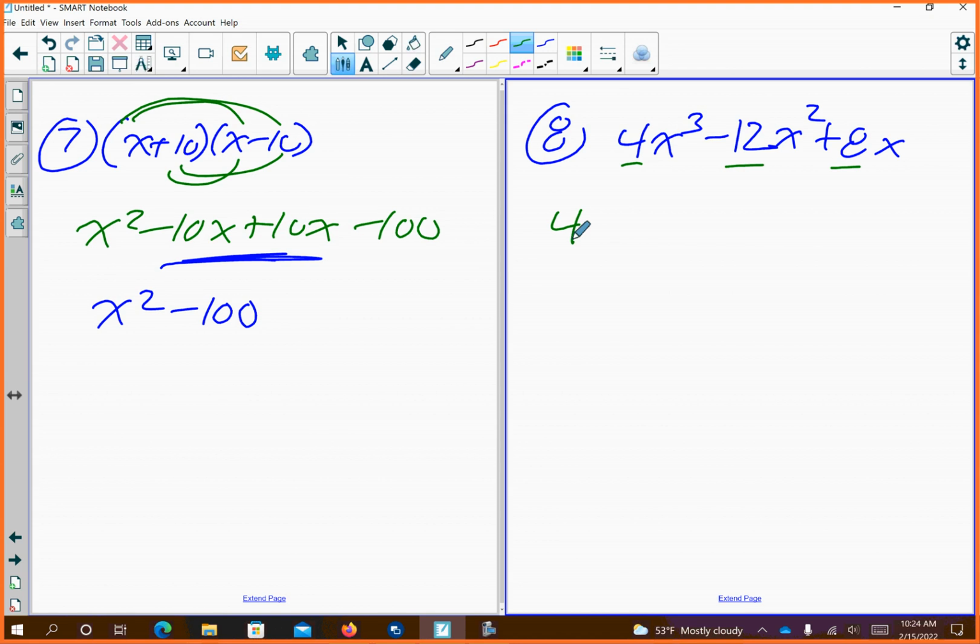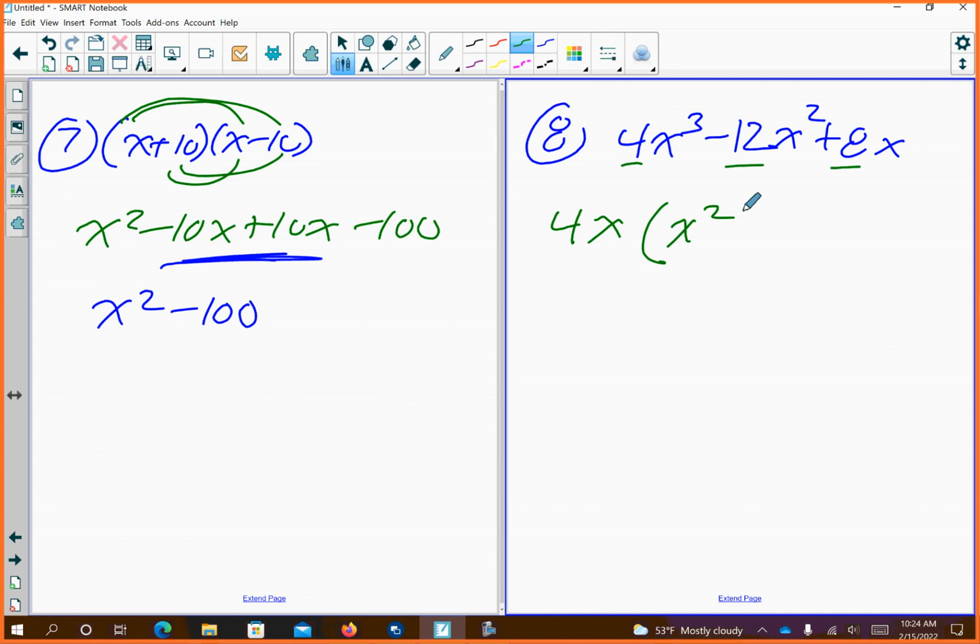Do they all have an x? And if so, how many x's can I factor out? I can factor out a single x. Okay, if I factor a 4x out of 4x to the third, that leaves me just an x squared. Now you can go back and double check this. Is 4x times x squared 4x to the third? Yeah. Okay, then I'm going to factor a 4x out of negative 12x squared.